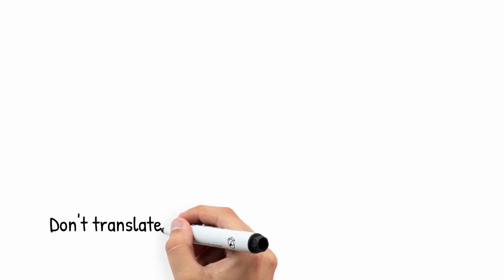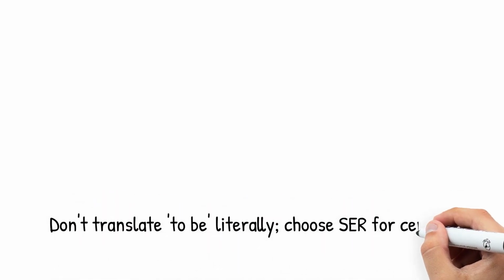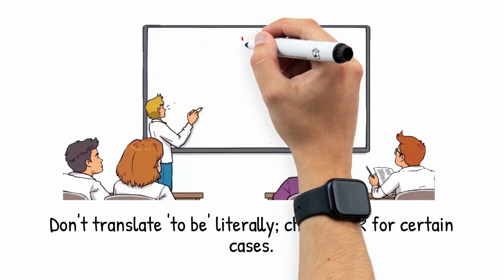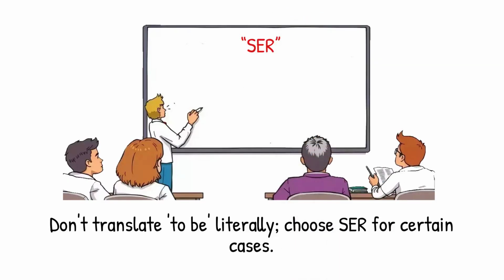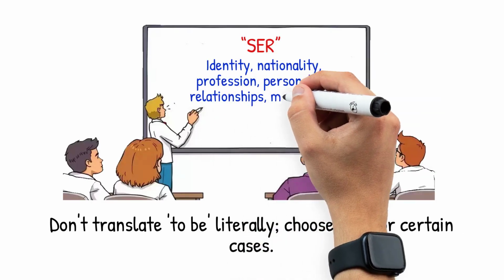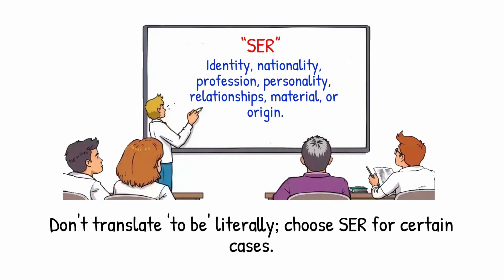Here's a mistake English speakers often make, trying to translate to be literally in every situation, even when Spanish would use estar instead. We'll draw that exact line in the next video. But for now, just remember, if it's about identity, nationality, profession, personality, relationships, material, or origin, ser is almost always your answer.